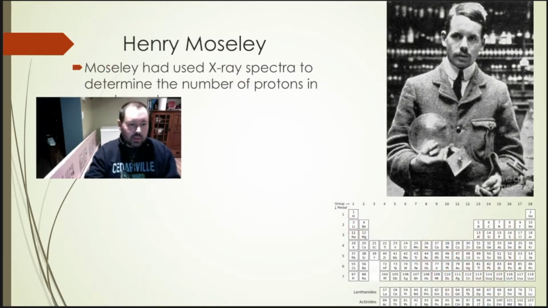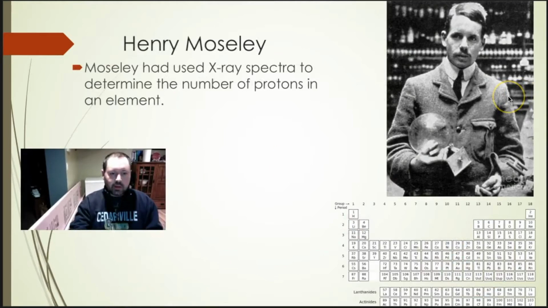So after Dmitri Mendeleev comes along this handsome fellow right here. His name is Henry Moseley. Henry Moseley used X-ray spectra to determine the number of protons in an element. Why is this a big deal? If we know the number of protons in an element, now we can arrange the periodic chart like this. 1, which is hydrogen. 2, which is helium. 3, which is lithium. 4, beryllium. 5, 6, 7, 8, 9, 10.